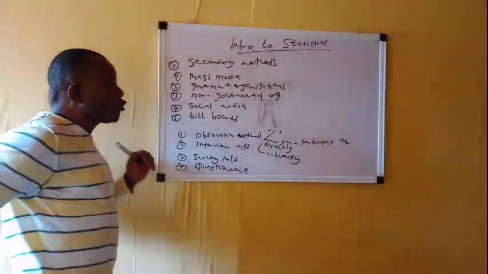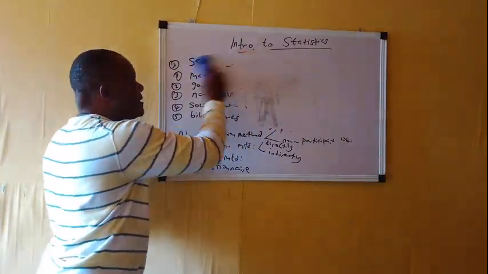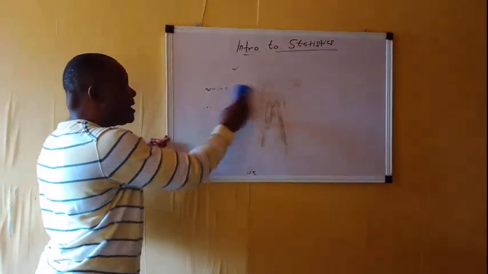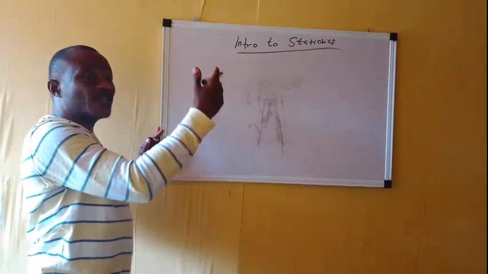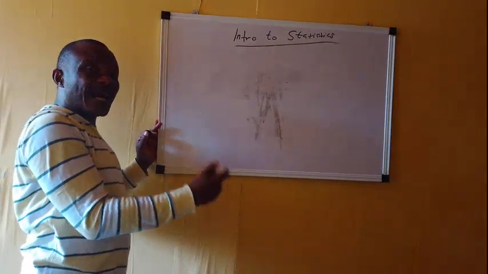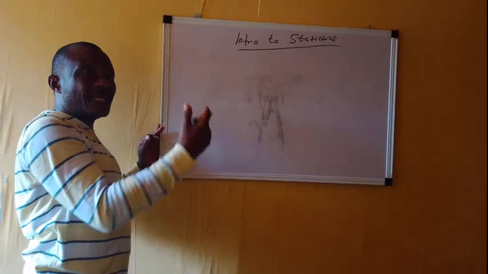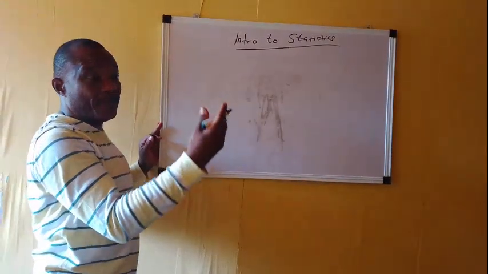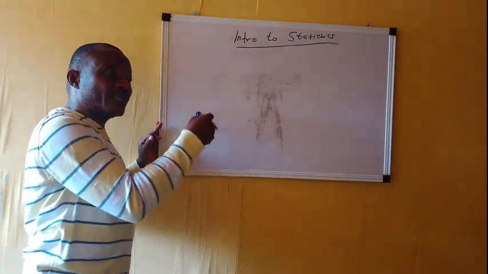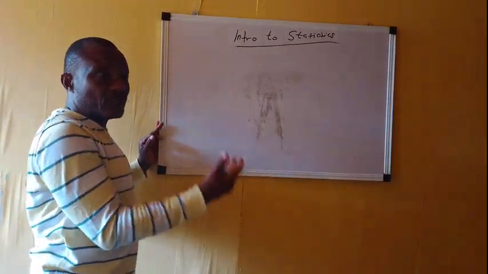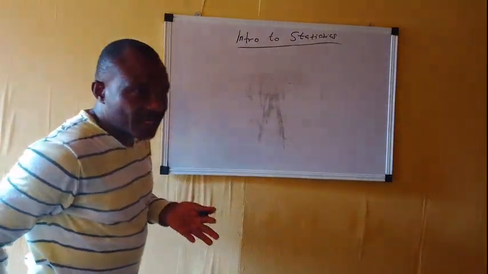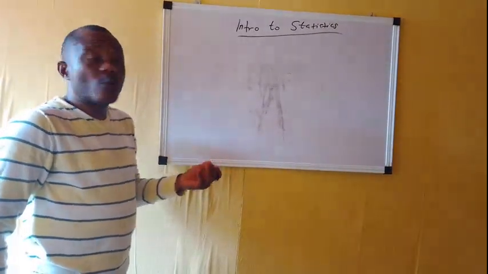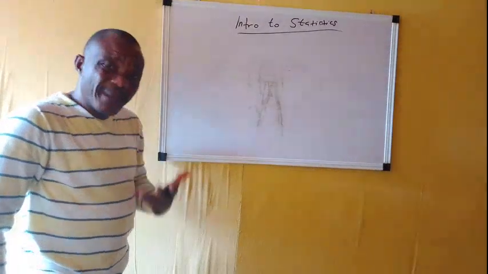So now I want to go to presentation of data. After a statistician or a researcher has successfully collected his or her data, whether through a primary method or through a secondary method, it depends on the nature of the research and what you are researching about. You can mix up data. You can collect some from primary and some from secondary sources, depending on what your research is.